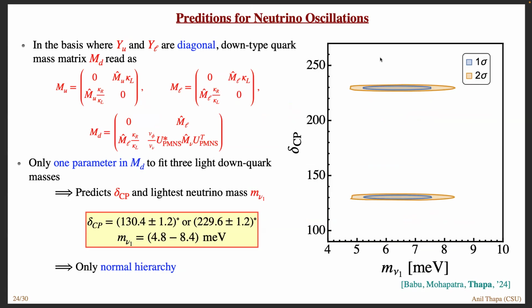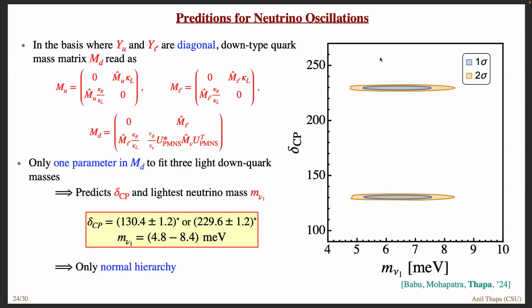And similarly to this one, but it turns out all of these have one parameter to fit MD, the 3 light down quark masses. So there are 2 predictions, deltaCP and the light neutrino mass, which is shown by this plot. deltaCP is predicted to be around 30 or 229, plus minus. Light neutrino mass is predicted to be 4.8 to 1.